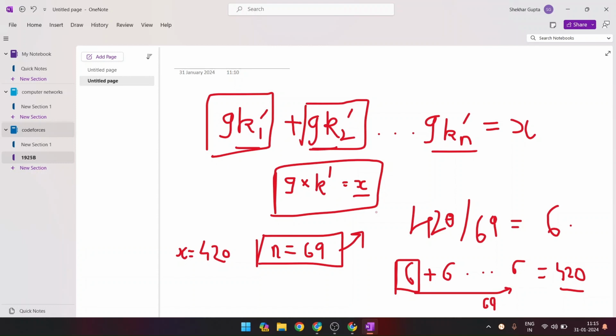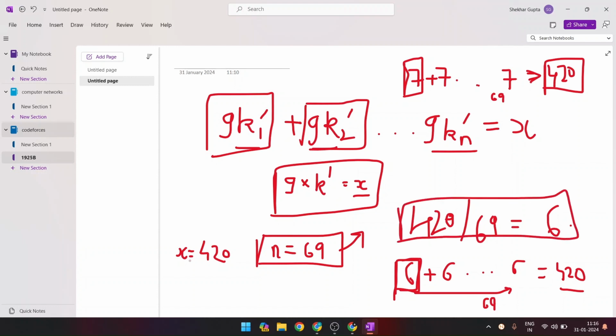This g into k1 dash. So from here, I could say that the minimum I can have is 6 or more than that. Understand? Or, sorry, this is my minimum, but all can't have 7. Right? I can't have 7. I can't have 7 plus 7 up to 69 times, because it will exceed my 420. It is not 420, it is greater, right? So I am finding the maximum value such that it remains less than or equal to 420, which I found is 6, and I found this by dividing this x by n.